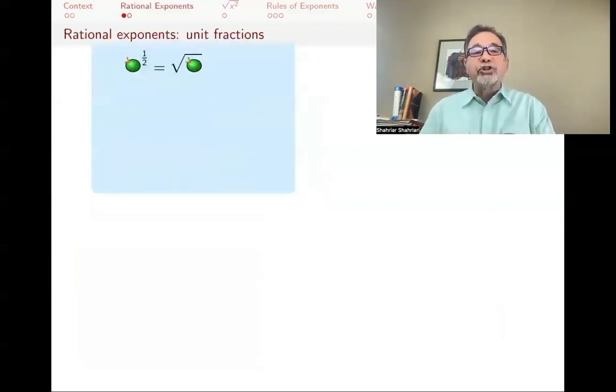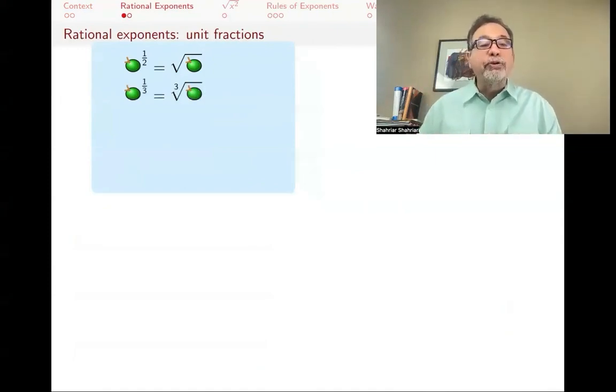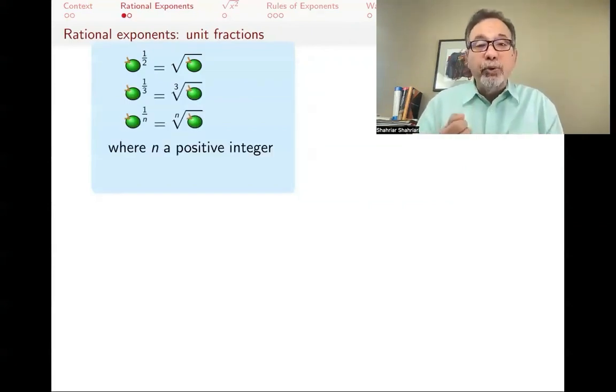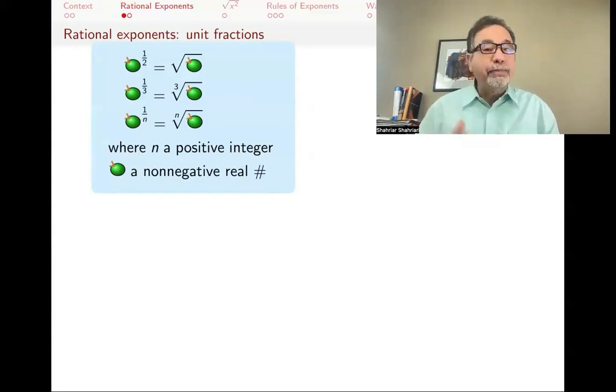We want to talk about rational exponents. What does apple to the 1/2 mean? By definition, that means square root of apple. And apple to the 1/3 means cube root of apple. If n is a positive integer, apple to the 1/n means, that's what we are defining it to mean, the nth root of apple. Apple has to be a non-negative real number. It can be 0, but it can't be negative.